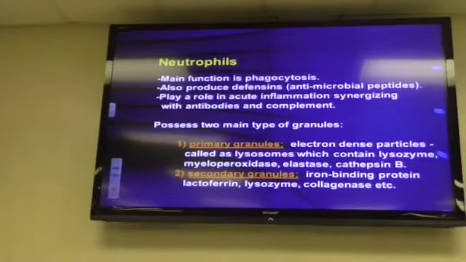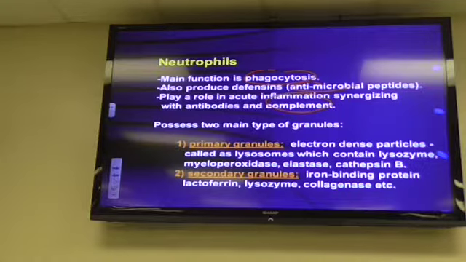So what's the main function of the leukocyte? That we said already. It's the main first-line phagocytic cell. That's the main important function for neutrophils. But they have other functions. They also produce antimicrobial peptides, sort of antibiotics that can act against the bacterial or viral organisms.